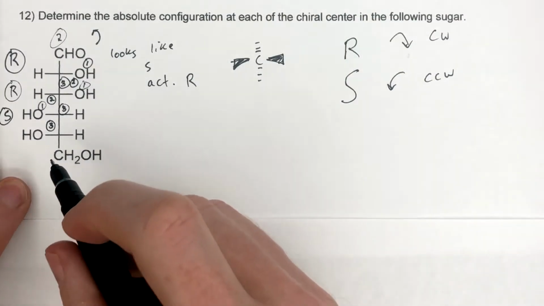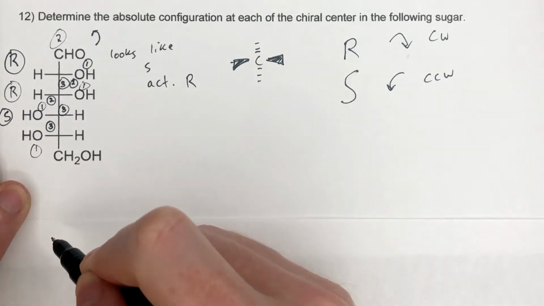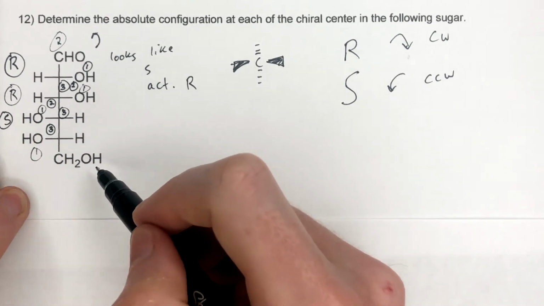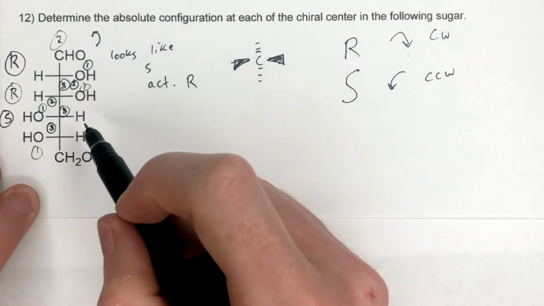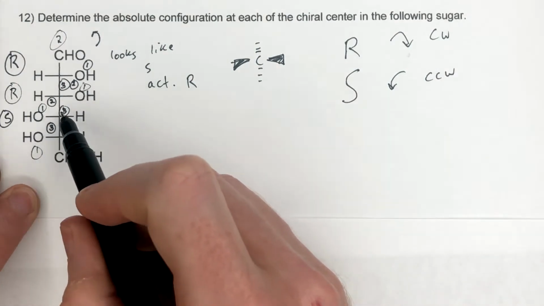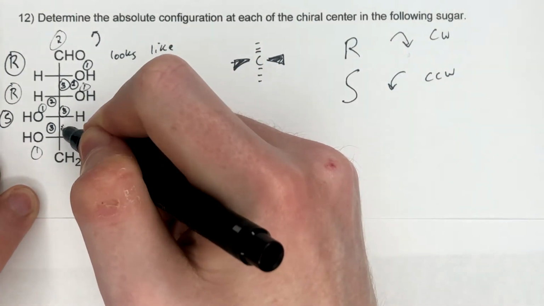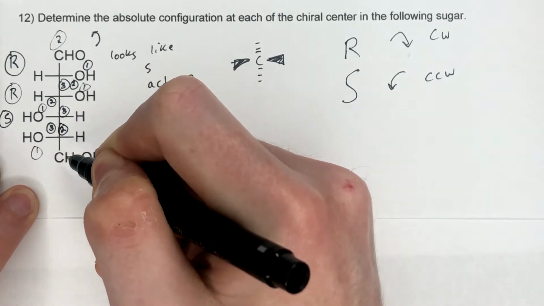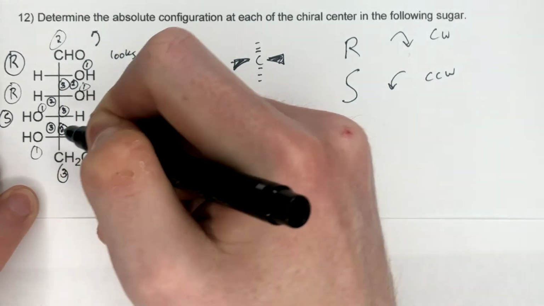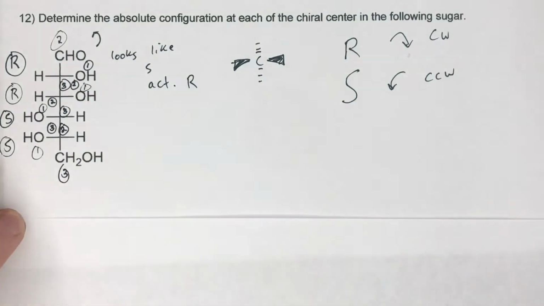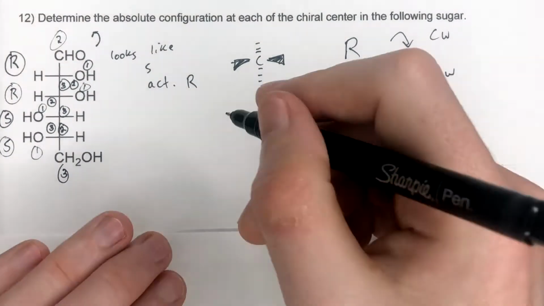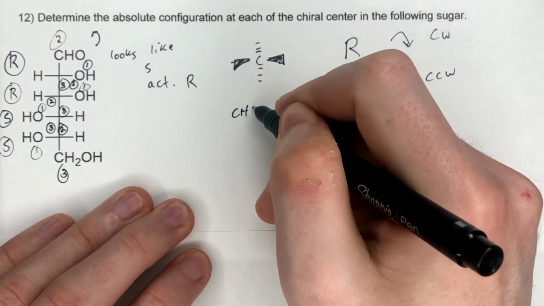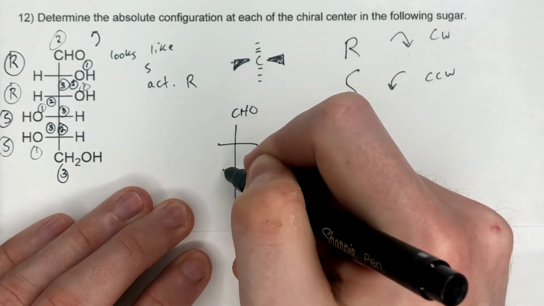Okay, let's move on to the next one. So oxygen gets the highest priority. Then we're comparing a carbon bound to 2 hydrogens and an OH versus a carbon bound to an OH and another carbon. So up gets the next priority, and then down. So that looks like R. The hydrogen is on the horizontal, so it's S. So I'll redraw this without all the stuff.